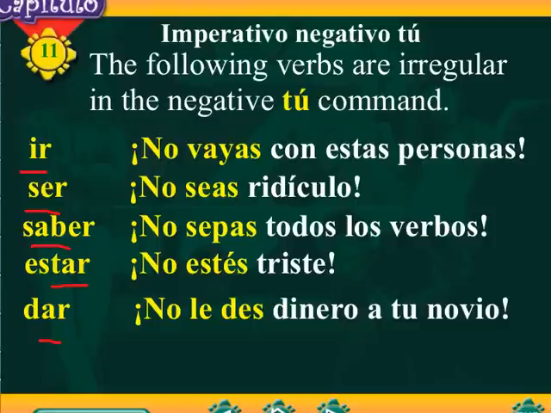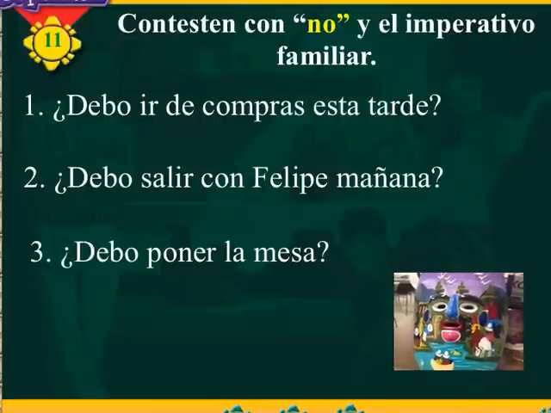And here they are. Ir is no vayas. Ser is no seas. Saber is no sepas. Estar is no estés. Notice the accent. And dar is no des. I put the le here because of the indirect object noun, novio. The actual negative command of dar is no des. So make sure you remember, these 5 verbs, their yo form does not end in an O, so therefore they are the irregulars. So let's practice a little bit.